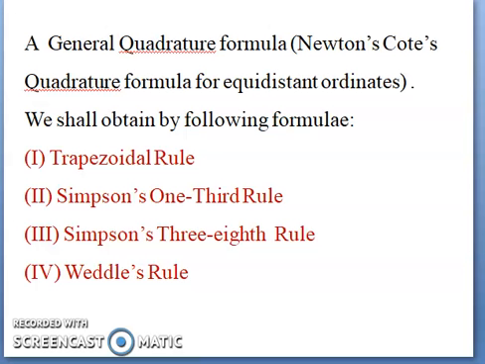A general quadrature rule is Newton's quadrature formula for equidistant ordinates. We shall obtain the following formulas. The first one is the trapezoidal rule, second is Simpson's 1/3 rule, third is Simpson's 3/8 rule, and the fourth is Weddle's rule.